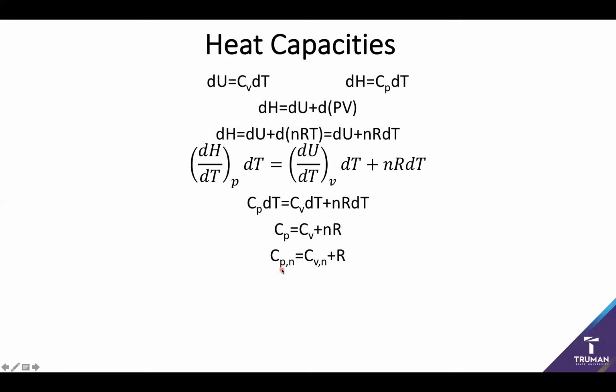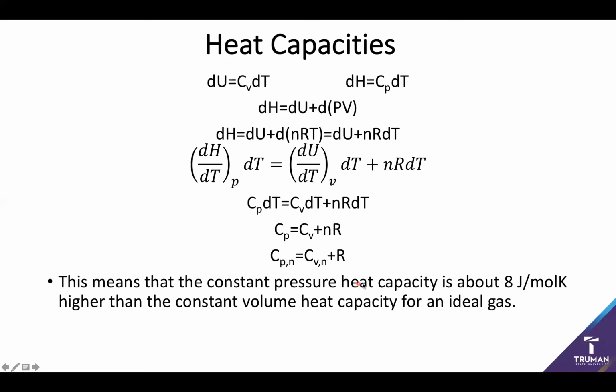And what we find here is that the isobaric molar heat capacity for an ideal gas is always going to be greater than the isochoric heat capacity by about R. So this means that our isobaric heat capacity is always going to be about 8 joules per mole Kelvin greater than our isochoric heat capacity. Now, this kind of leads to a question of, what does this mean and why do I care?